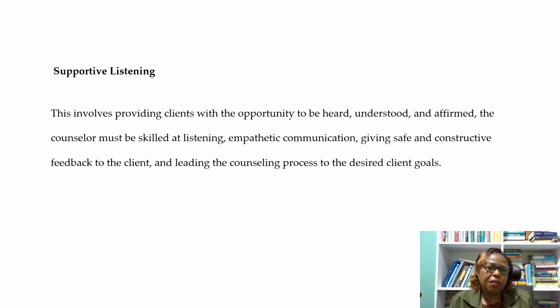Some of the benefits, if they were to be analyzed when conducting a counseling needs assessment before practicum, is to ask yourself, will I have supportive listening skills? What does this entail? This involves providing clients with the opportunity to be heard, to be understood, to be affirmed, and to feel accepted.